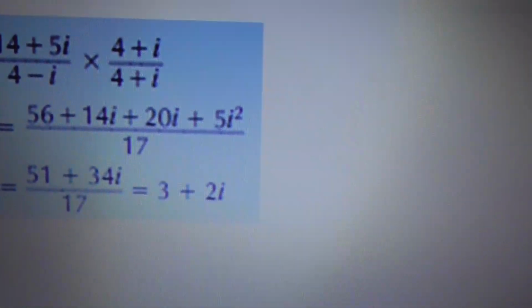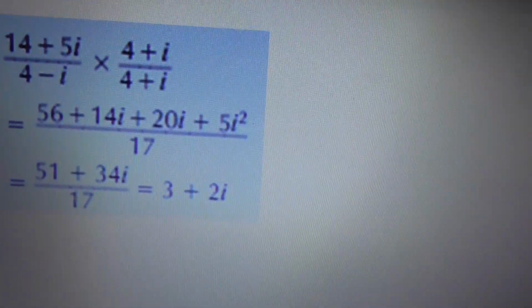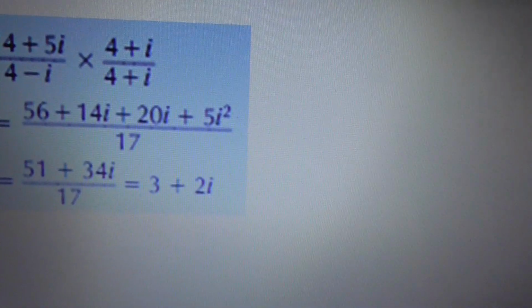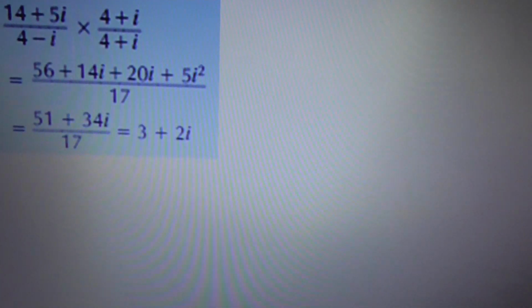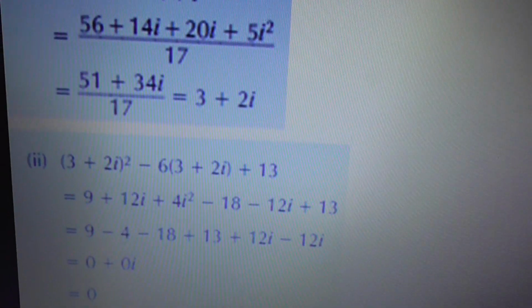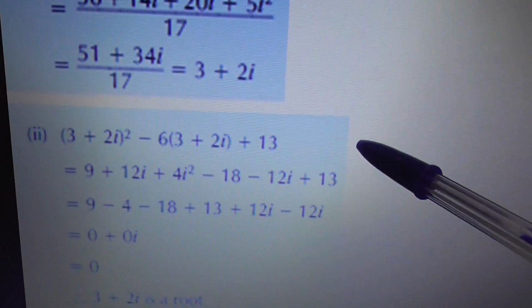Part 2 said hence, so using that, show that that is a root of z squared minus 6z plus 13 equals 0. So to show something is a root of it, it should divide into it, or it should sub into it and solve it. So we're subbing into it. So z squared minus 6 times z plus 13, and that should equal 0.